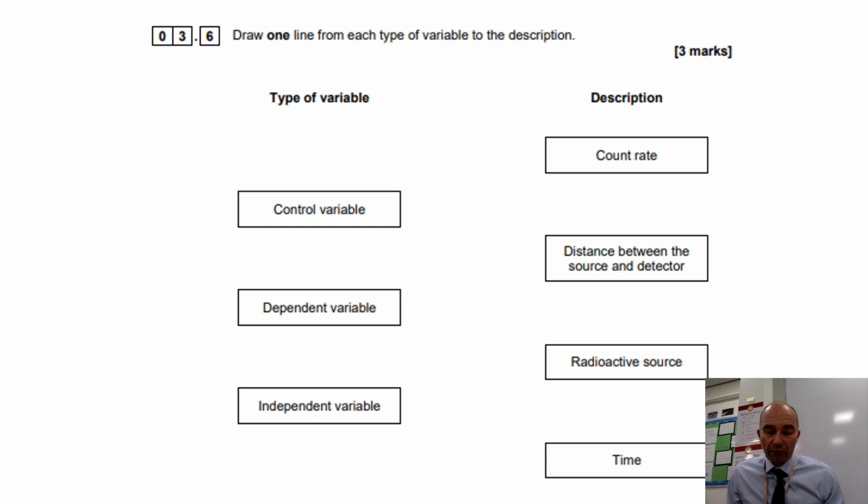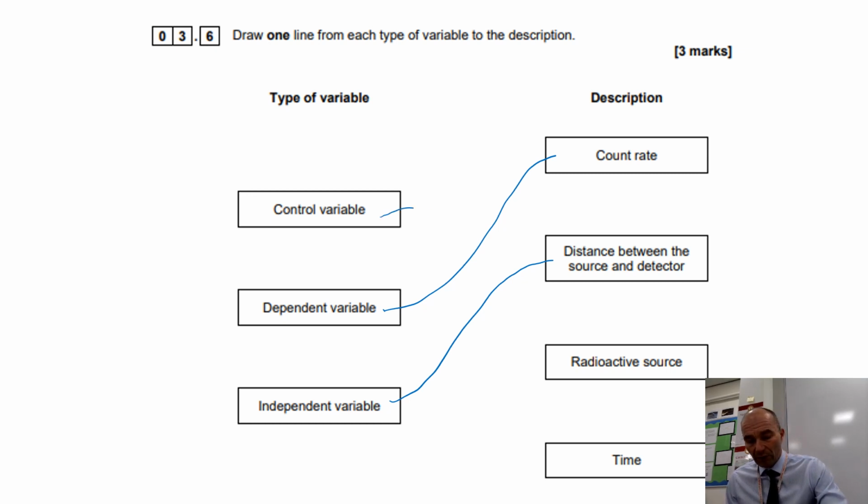3.6. Draw one line from each type of variable to the description. So you've got your control variable, your dependent variable, and your independent variable. Now, the independent variable is the thing that you're changing. And in this investigation, it was the distance between the source and the detector. The dependent variable is what we measure as a result of that change. Well, we measured the count rate. In terms of control variables, they're the things we keep the same. We have to keep using the same radioactive source. And there's your 3 marks. It's important you remember your variables for all your science papers.